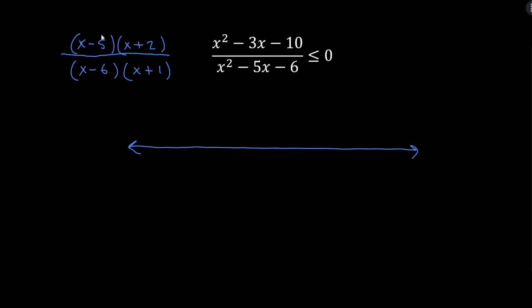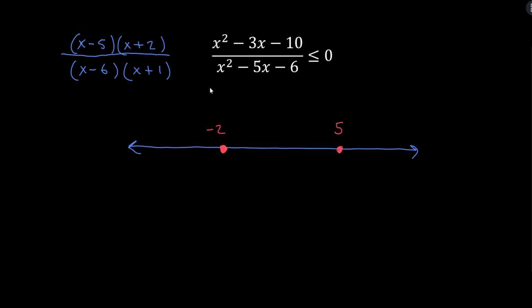So these each correspond to an x-intercept or a 0, and so I'm going to use a filled-in hole at -2 and at +5. So we're going to do a filled-in hole here at -2 and one up here at +5.